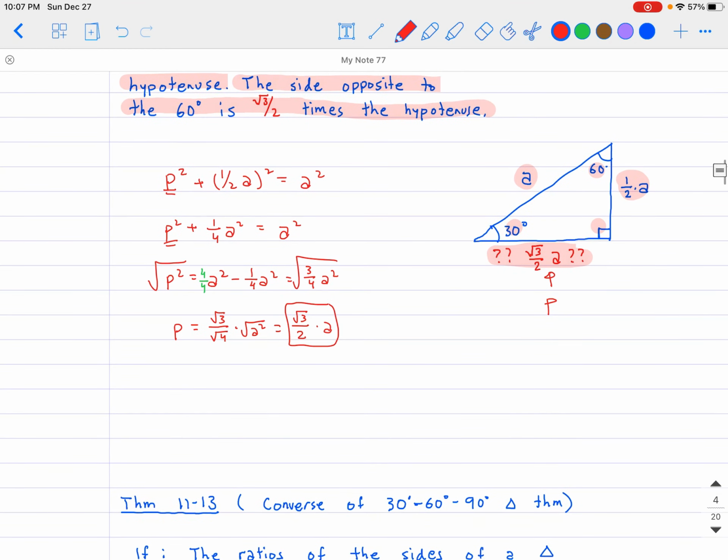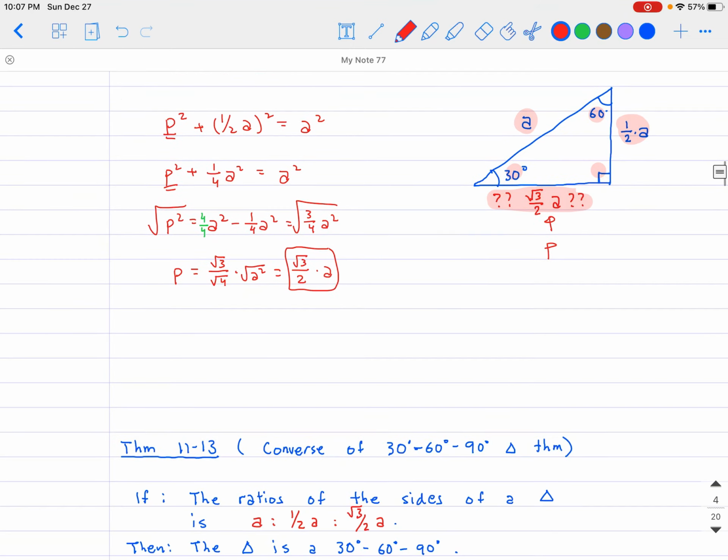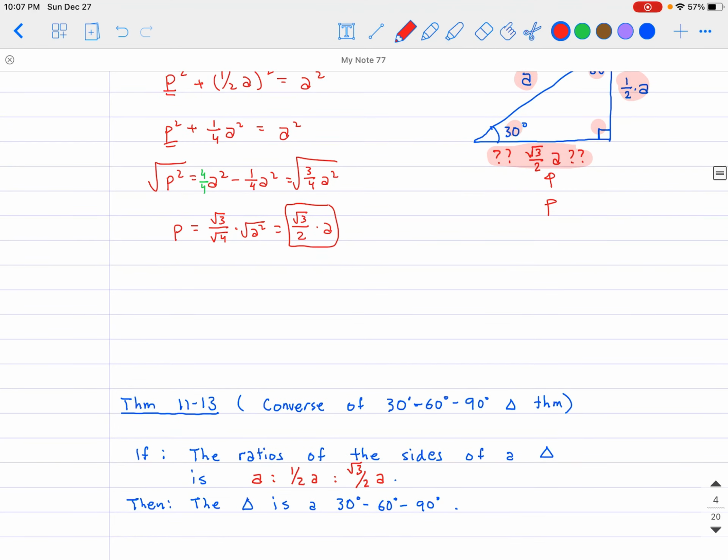Okay. There is technically theorem 13, which is the converse of this, but I think you get the idea, which says that if the ratio of the sides of a triangle is such that it's 1/2 A and then root 3 over 2 A, then it's a 30, 60, 90 triangle. The proof of that is pretty much the same thing as the converse of the ones that we were proving. So you can pretty much conclude that one on your own, hopefully.